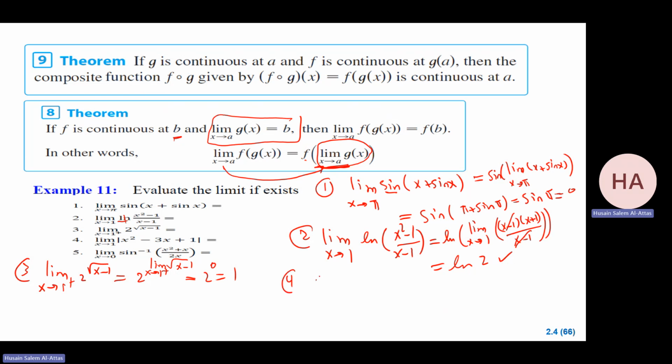For the same thing with the absolute value, limit as x goes to 1 of this function. That will be the absolute value of the limit. Take it inside. Since the absolute value is a continuous function, that gives me what? 2 minus 3, the absolute value of -1, which is 1. The last one.